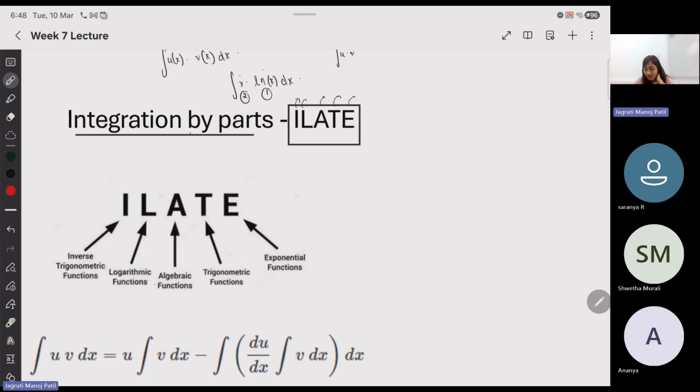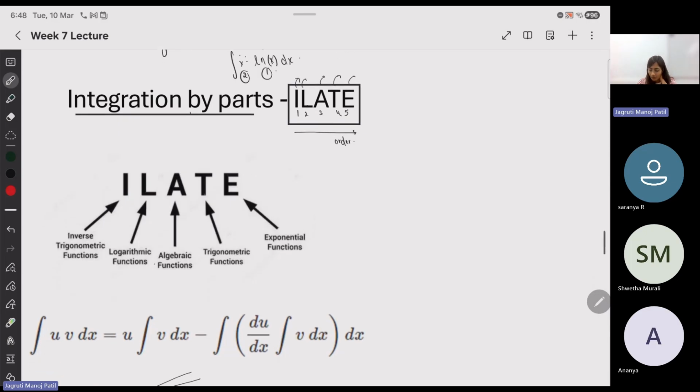You write beneath it that this is first. Now, why is this first? You have L first, then you have algebraic here. The order goes 1, 2, 3, 4, and 5. This is an order of priority for the functions that you're looking at. Here also, since you had x and log of x, log comes first, so that's first, and this is second. Then you have your formula.